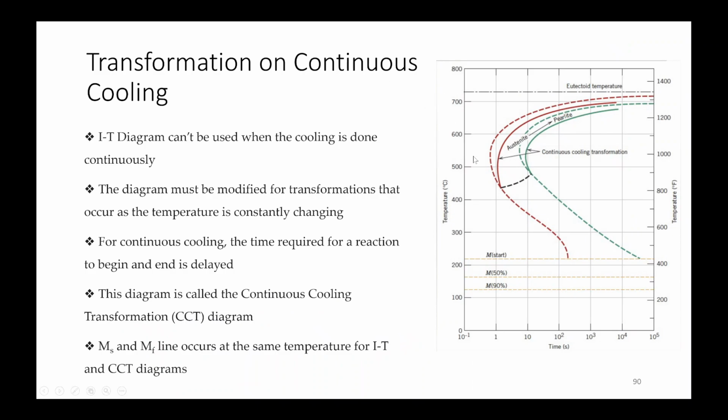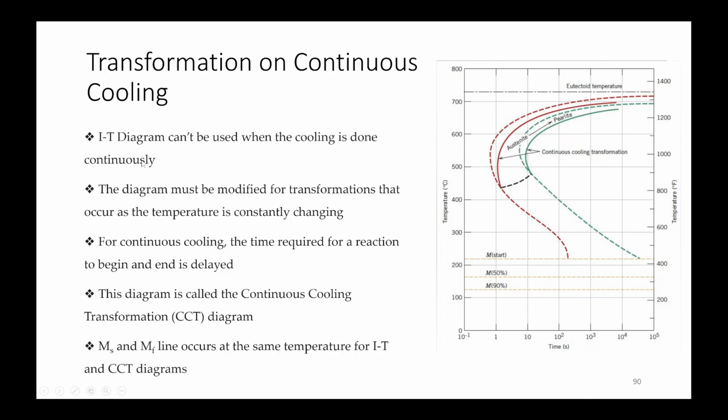Now previously we saw isothermal type of transformation. Here it is continuous cooling. So in this case you will be cooling your steel continuously rather than isothermally. In this case your plots are a little bit to the right side and shifted to the lower side, because here you are providing less undercooling.